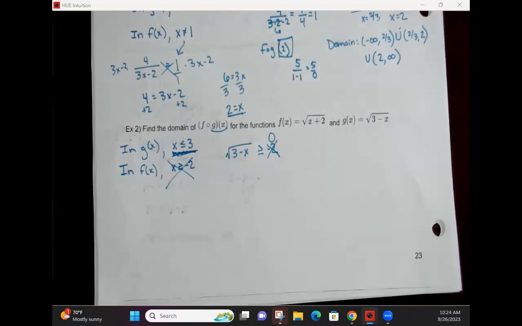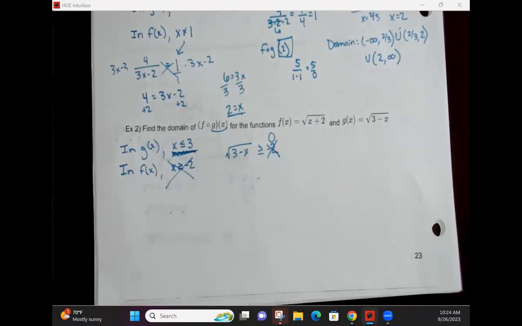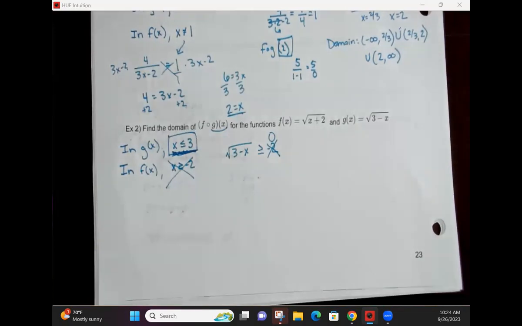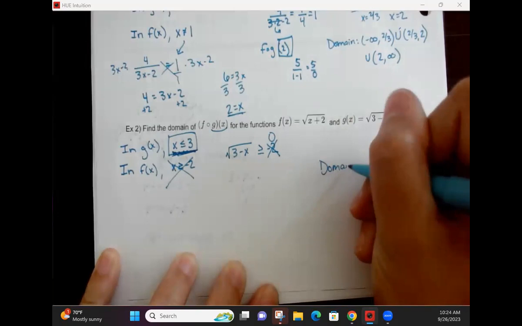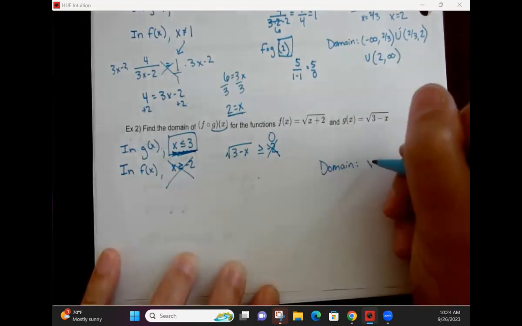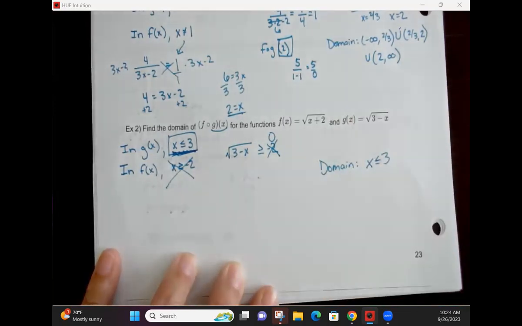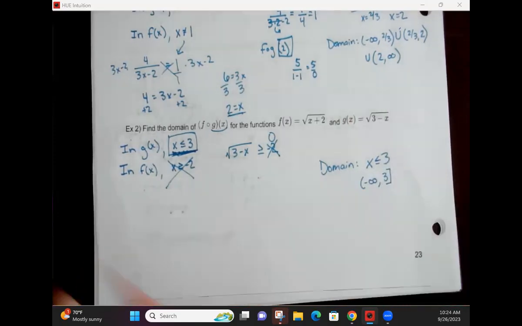This is a weird one. Does that make sense? I can't ever get negative. It's always going to be 0 or bigger. So really the only thing I need to worry about for the domain by default is what's okay for g of x. So my domain here would be x values less than or equal to 3. If you want to write this in interval notation, that would be -infinity up to 3.